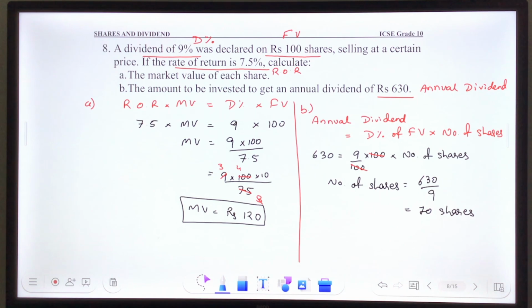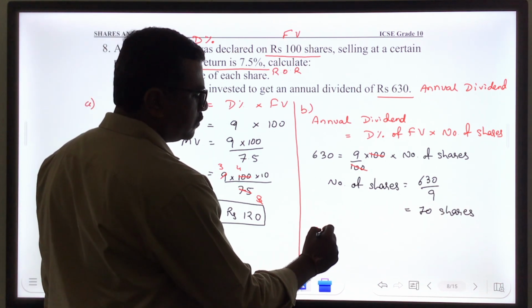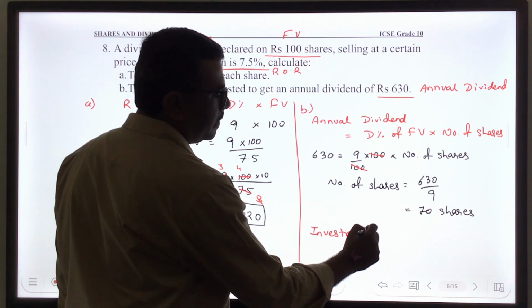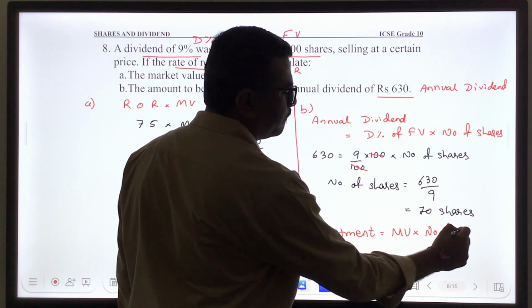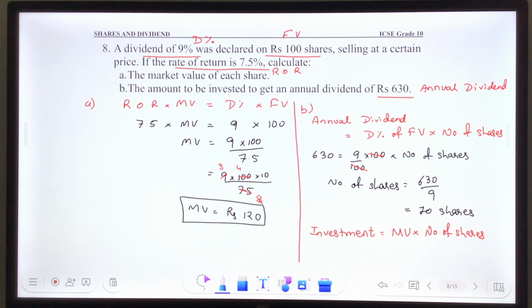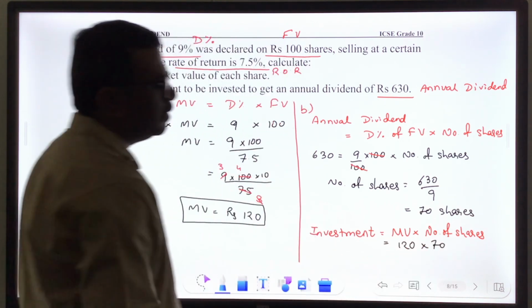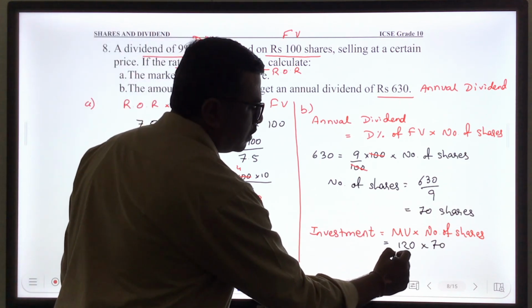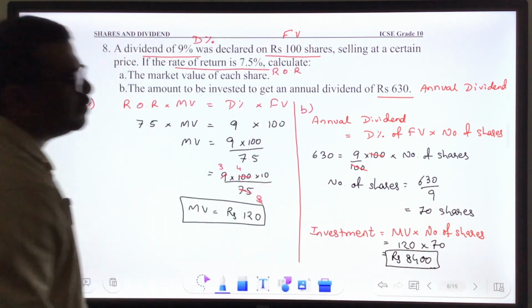So to purchase 70 shares of market value rupees 120 each, the amount to be invested, so investment will be market value into number of shares. So you put these values, market value is 120 and number of shares is 70. So 12 times 7, 84 and 2 zeros. So investment is rupees 8,400.